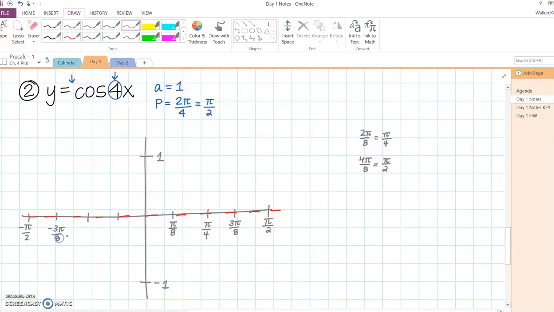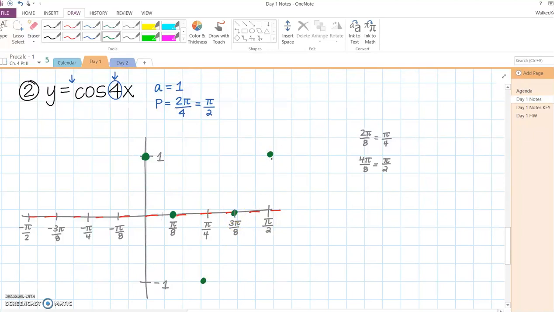So just make sure you're labeling every single tick mark. It's important, especially as we start out, so you guys know how to label your scales. Now this is a cosine graph. So cosine starts high. So I'm plotting high up at the top. Then it hits the midline. Then it goes low, then midline, then high.